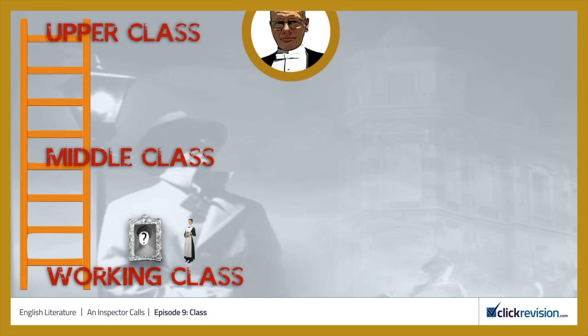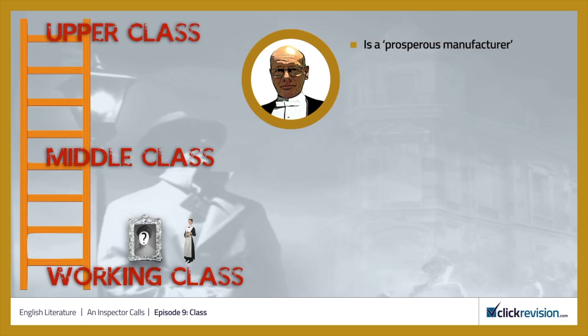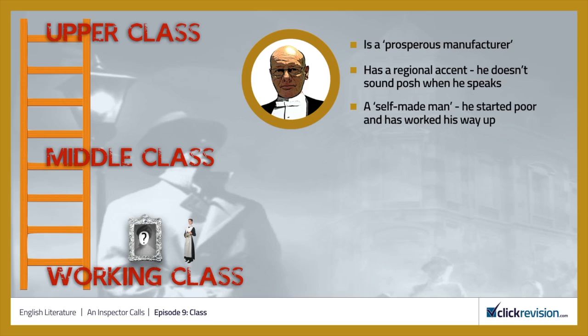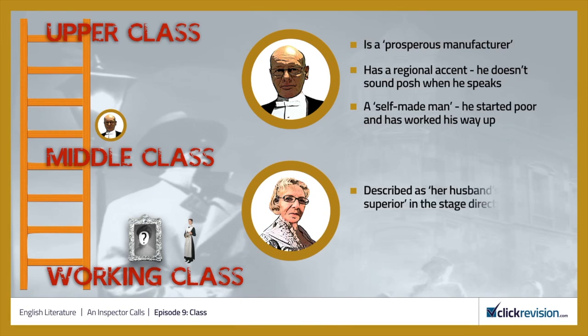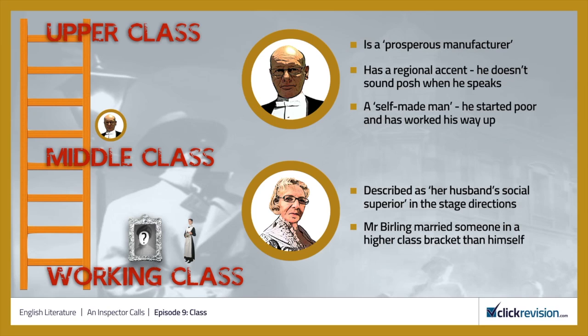Well, Arthur Burling is the prosperous manufacturer mentioned at the start of the play, but he's also described as provincial in speech, which means he has a regional accent. He doesn't sound posh. He's a self-made man, which means he hasn't always been rich and may not have a full education, but he's certainly not a man who struggles with paying the bills, so we can safely place Mr. Burling at the top of the middle-class bracket. Meanwhile, Mrs. Burling is described in the stage directions as her husband's social superior, meaning he married someone from a higher class bracket than him. He was punching above his weight. We can place her in the upper class bracket.